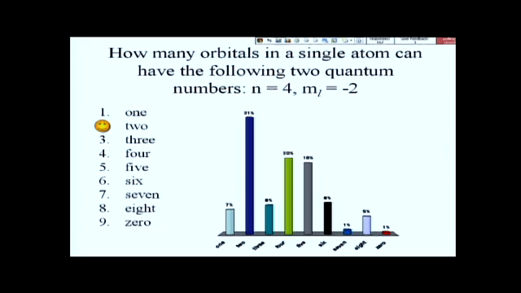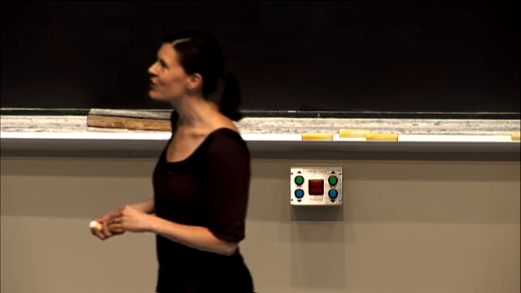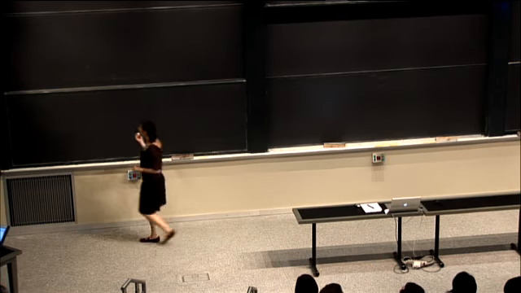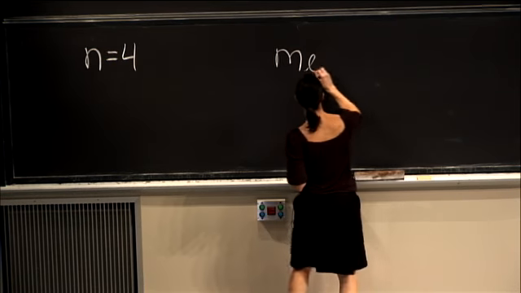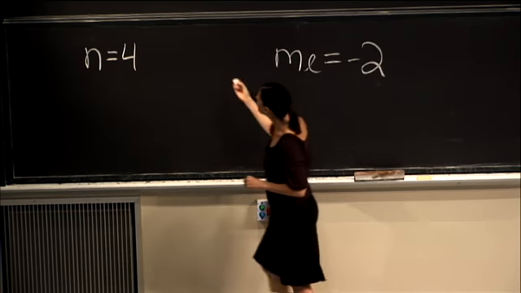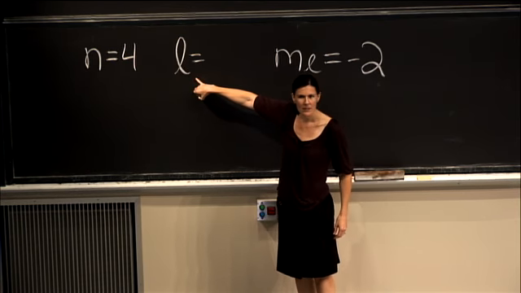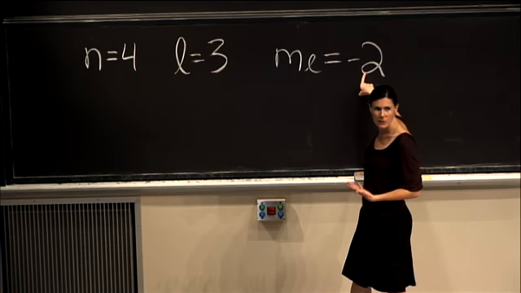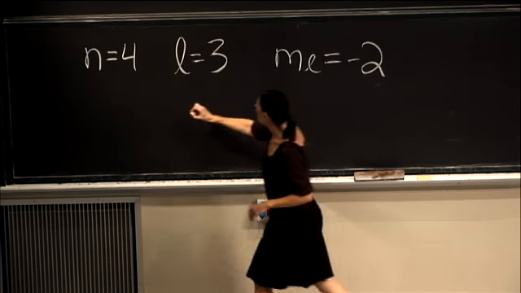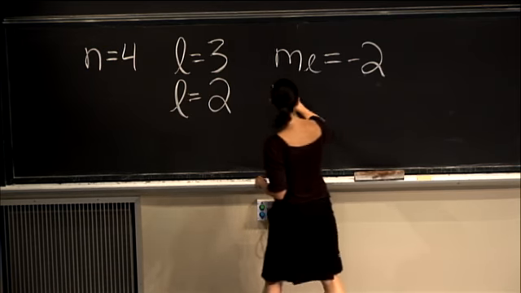All right. Okay, looks like we got the majority, which is a good start, but we have some discrepancy on what people are thinking. So let's go through this one. So what we're saying is that we have n equals 4 and m sub l being equal to -2. If we have n equals 4, what is the highest value of l that we can have? 3. Okay, we can have n=4, l=3, and then sure, we can have m sub l equal -2 if l equals 3. What's the second value of l that we can have? 2. Okay, so we can have this orbital here.